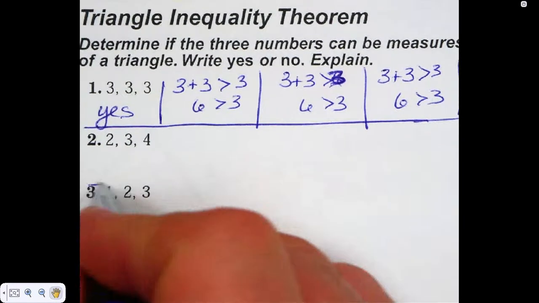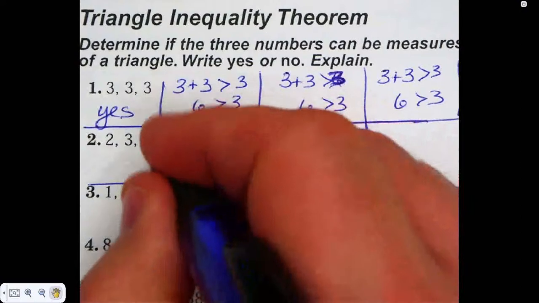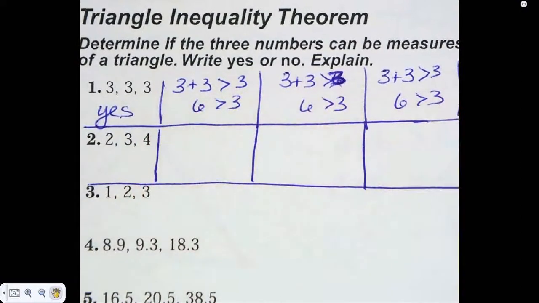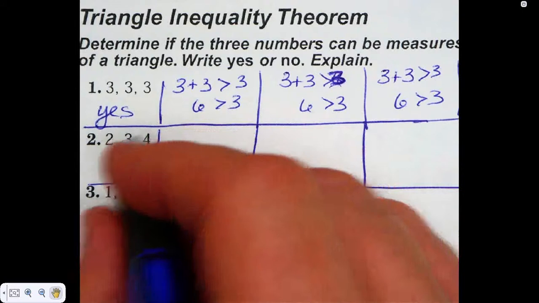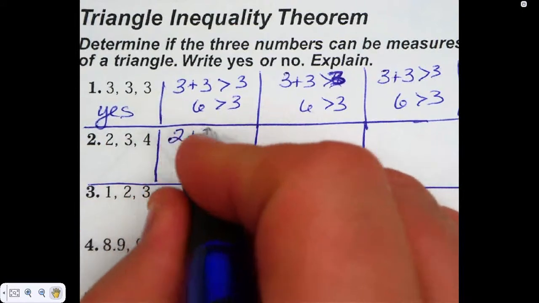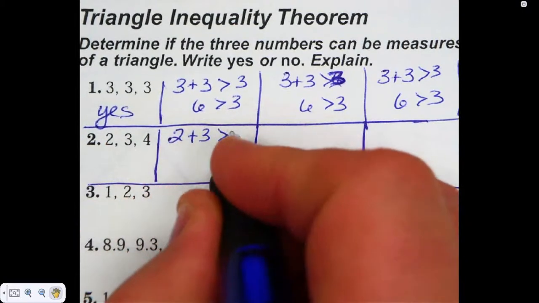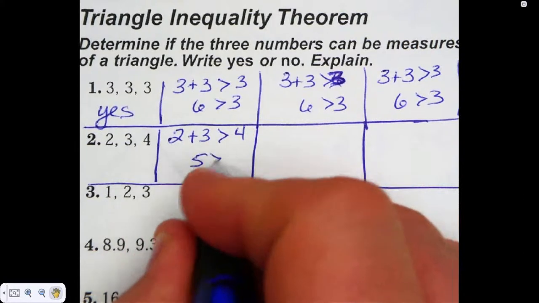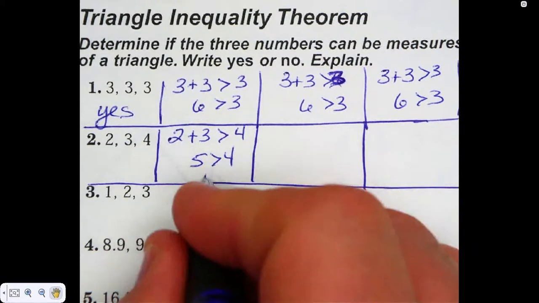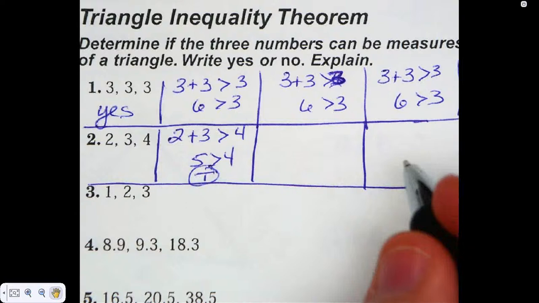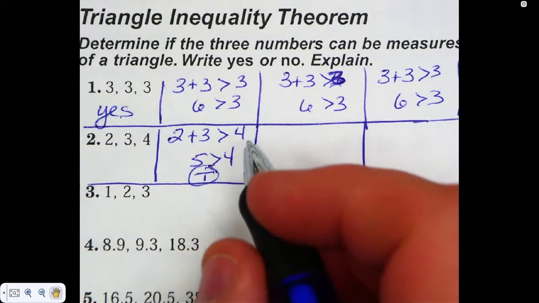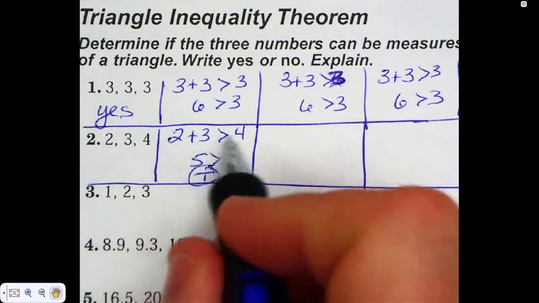Now, what could I do first here? 2 plus 3, is that going to be bigger than 4? What do you get? Is that a true statement? So that works. Everybody pay attention, look up here. Stop writing. I'll let you write this down in just a second. Okay, I did 2 plus 3 is greater than 4.